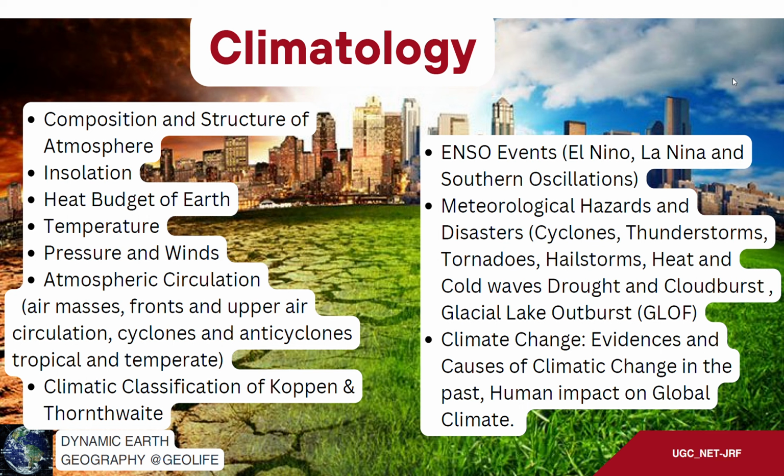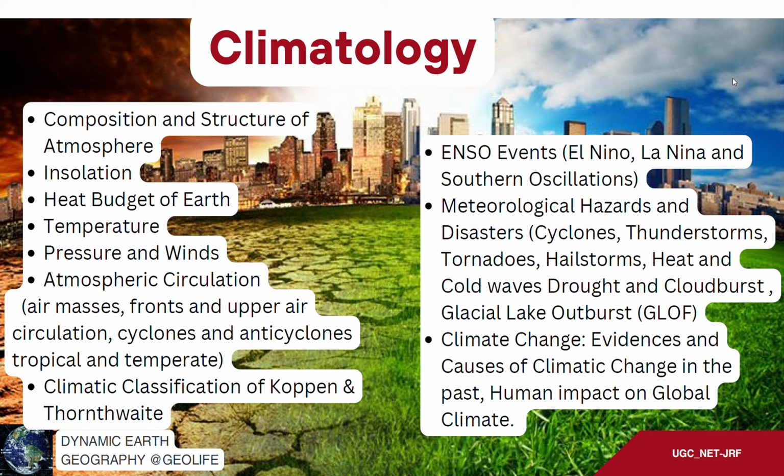Then our second unit is climatology. It comprises the composition and structure of the atmosphere, then insolation, heat budget of Earth, then temperature, pressure and winds of local, regional and global scale, then atmospheric circulation, which includes air masses, fronts and upper air circulations, then cyclones and anticyclones, which include tropical and temperate cyclones.